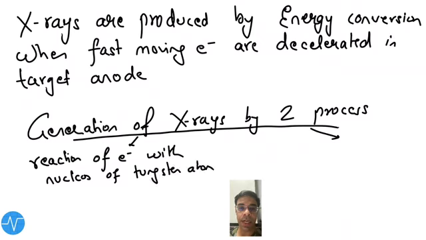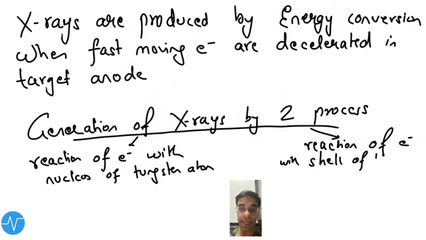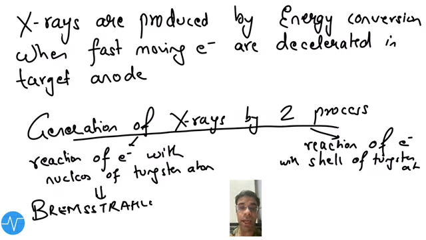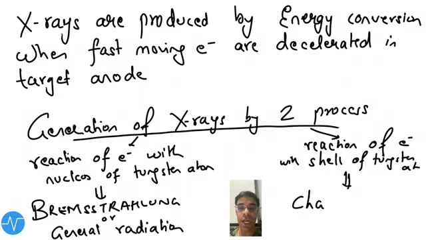Generation of X-rays in the anode can be by two processes. First is when the electron interacts with the nucleus of the tungsten atom, and second is when the electron interacts with the shell of the tungsten atom. Remember, first is nucleus and second is shell. If it interacts with the nucleus, this is known as Bremsstrahlung or general radiation, and if it interacts with the shell, then it is known as characteristic radiation.